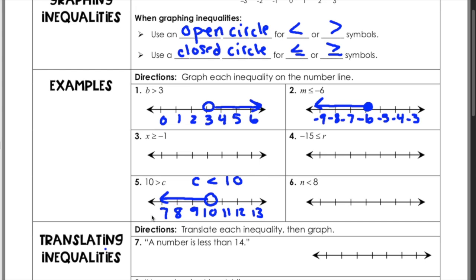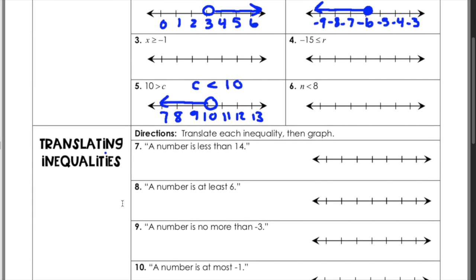You do not have to switch the inequality. It's up to you if you prefer to do that. All right, now we're gonna look at translating inequalities. So we have translated expressions, we have translated equations. You guys should be totally fine with this, right? We're very familiar with our key terms that represent addition, subtraction, multiplication, and division. So we are going to translate what the inequality is based on the word sentence, and then we're going to also graph it.